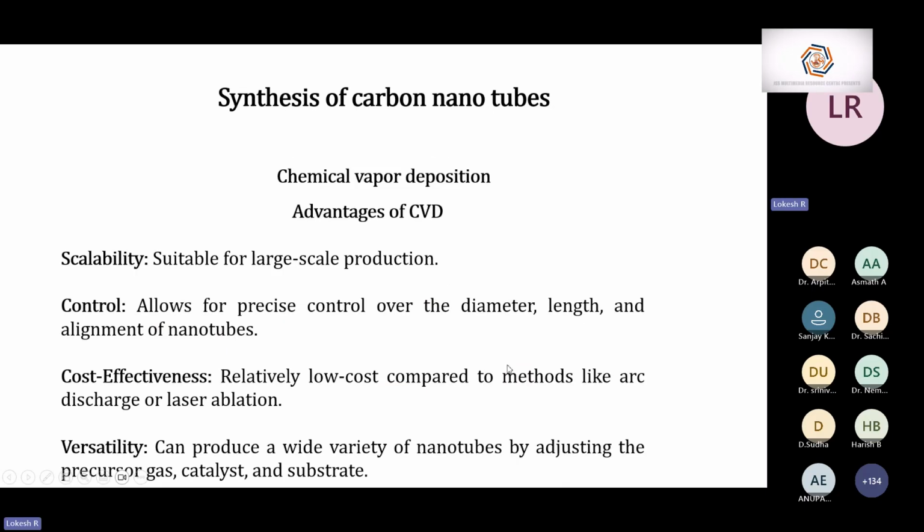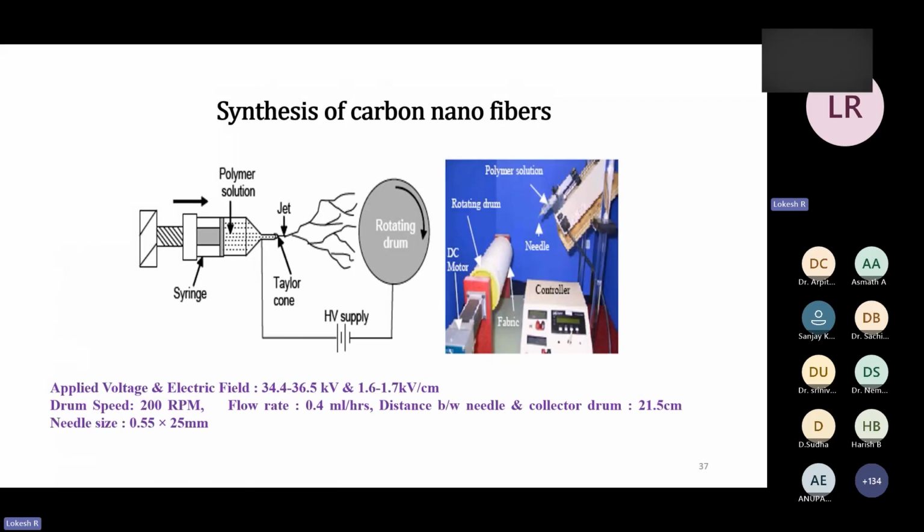Here you have advantages like cost effectiveness, versatility, size control and scalability. And this is the electrospinning method used for synthesizing nanofibers. This is the apparatus used for the electrospinning method. The applied voltage and electric field will be around 34.4 to 36.5 kilovolts and from 1.6 to 1.7 kilovolt per centimeter. The drum speed is 200 RPM, flow rate is 0.4 ml per hour, and the distance between the needle and the collecting drum is 21.5 centimeter.